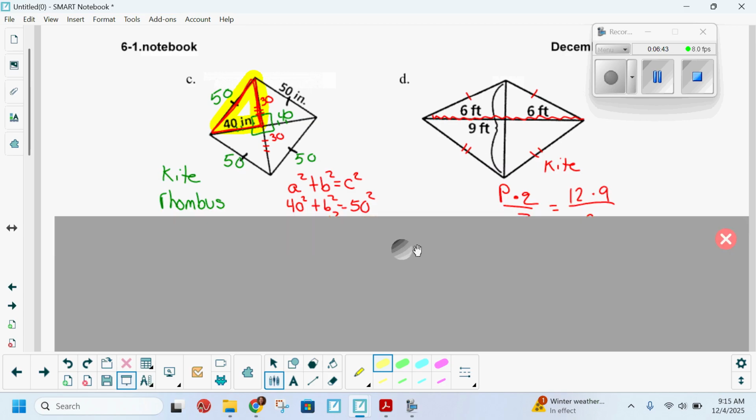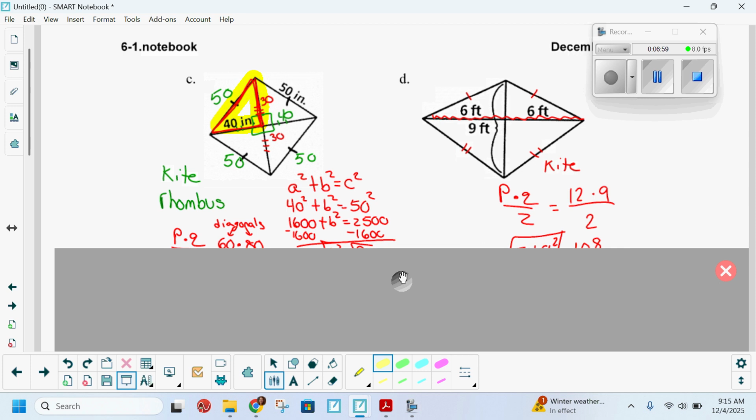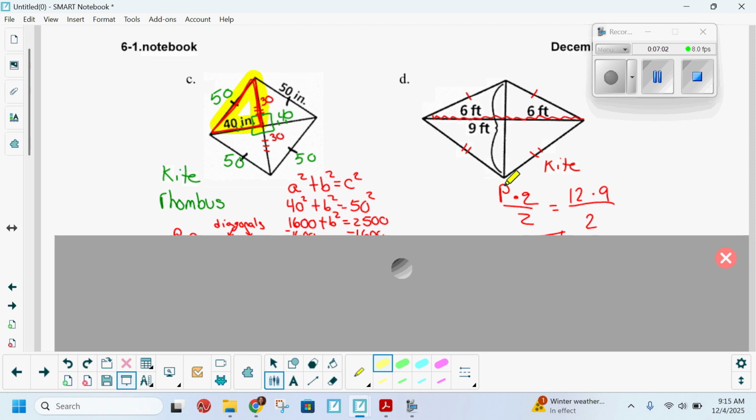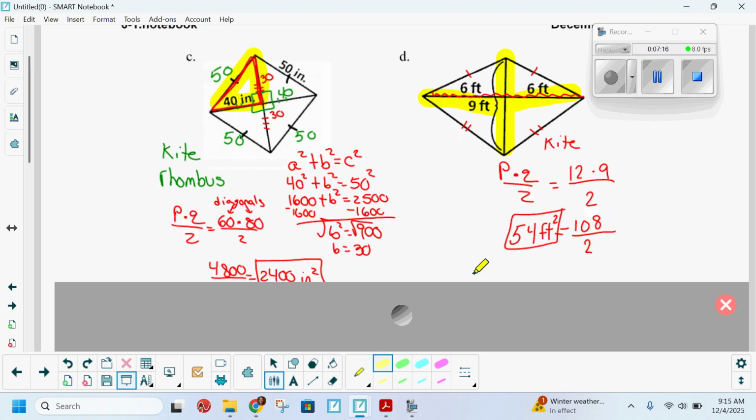On the right here, this would be a kite. And the reason I have a kite here is because this is being bisected by the 9. And I also can see that these are congruent and these are congruent. So the easiest way to do this one would be to use that kite formula. It's going to be diagonal, so this diagonal is 9 times diagonal, which is 12, and then divide by 2. So 9 times 12 divided by 2, 108 divided by 2, 54 feet squared.